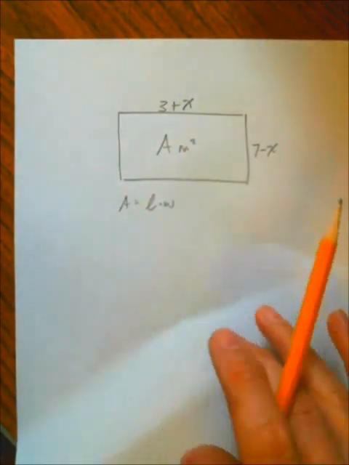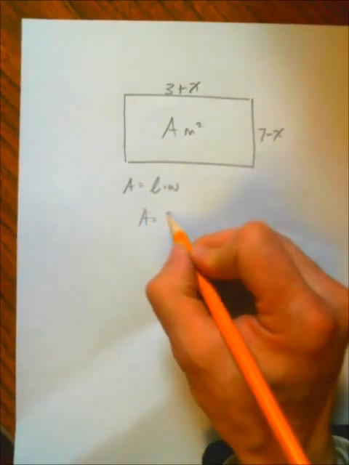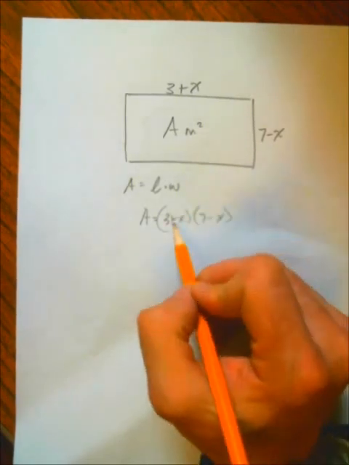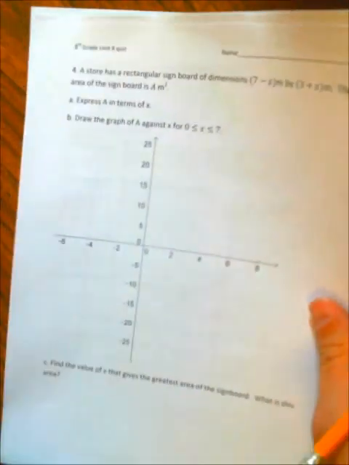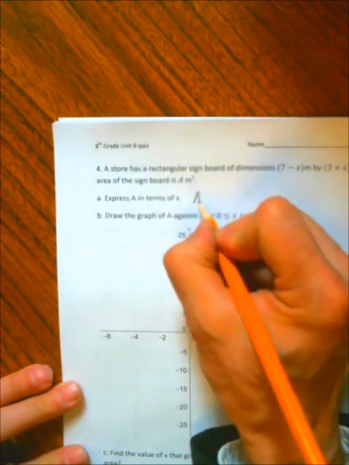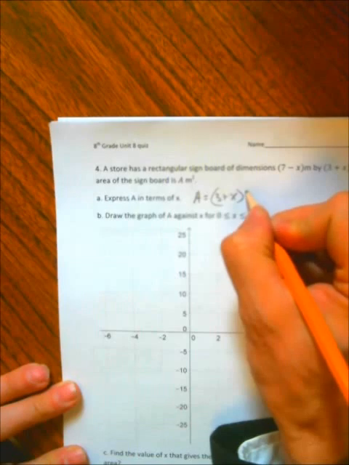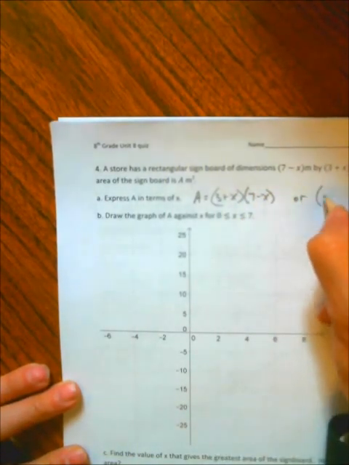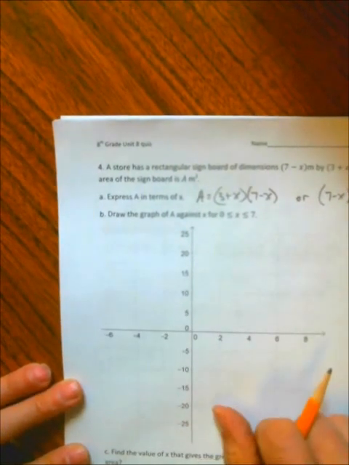Well, I'm just going to simply write what I know. Area has to be 3 plus x multiplied by 7 minus x, because that's the length and that's the width, and that's what the formula for area is. So the answer to letter A here on number 4 is area equals 3 plus x times 7 minus x. Now, could you write 7 minus x times 3 plus x? Of course, absolutely you can.